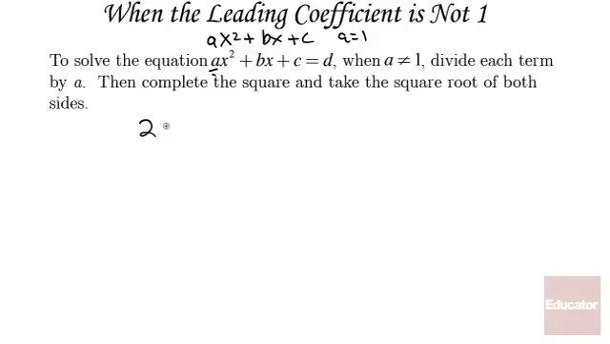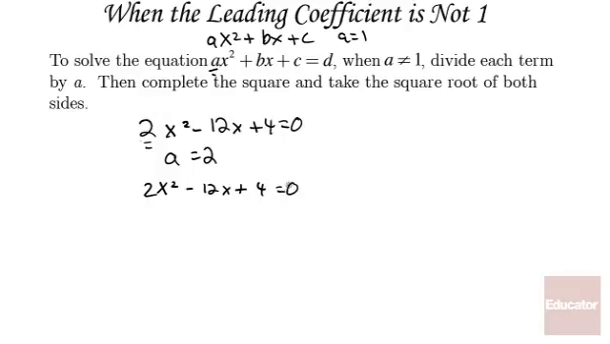For example, if you have 2x squared minus 12x plus 4 equals 0, the first thing you want to do is divide everything by a. So here, a equals 2. Since this is something other than 1, I need to eliminate it. I need to turn it into 1. So I'm going to divide everything by 2. That's going to give me x squared minus 6x plus 2 equals 0.